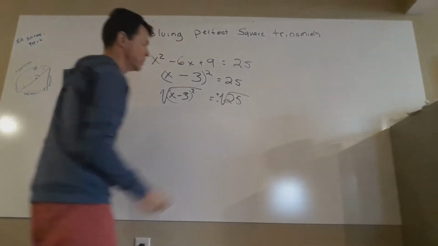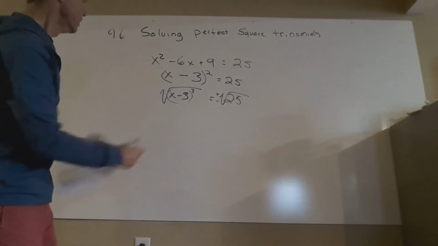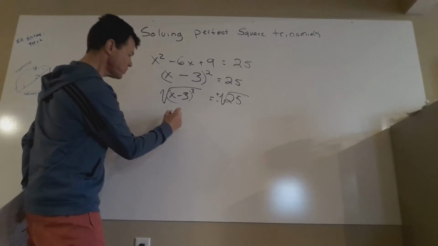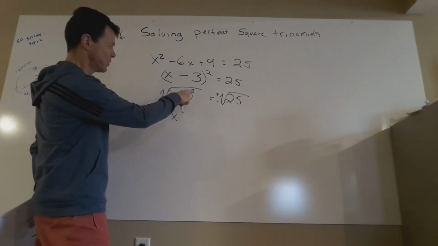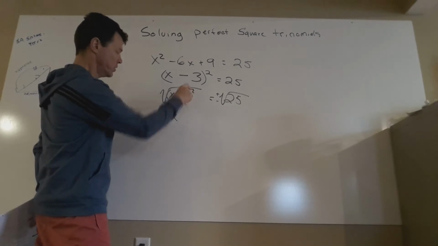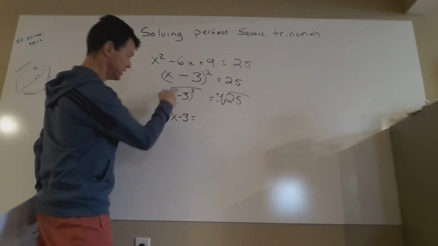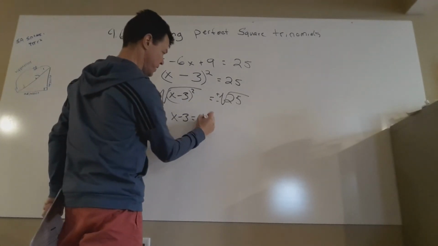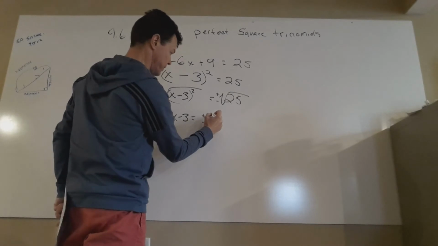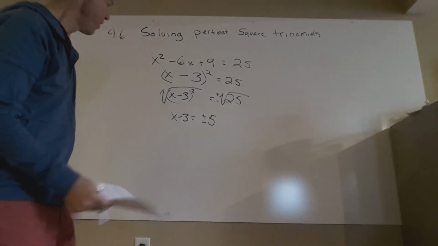Plus or minus square root of 25, because it could be either positive or negative. So then, the square root of this quantity squared, the 2 gets eliminated, so you end up with x minus 3, or at least this is simplified. Square root of 25 is 5, but it could be either a positive 5 or a negative 5, so we need to account for both possibilities.